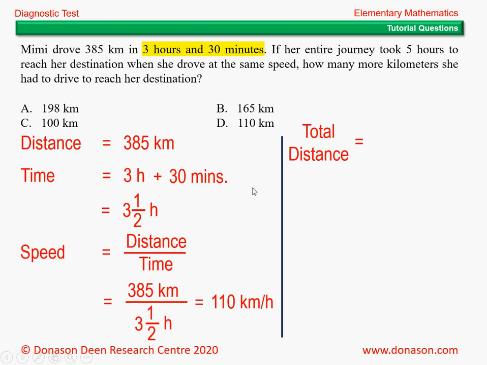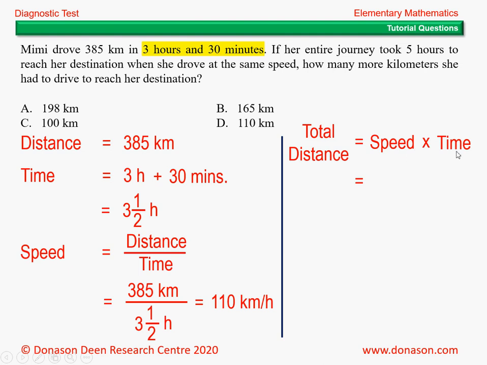So the total distance, because the entire journey took 5 hours. Okay, so what we are given in the first part is only for the first part of the journey. So her entire journey took 5 hours. So we're going to calculate now the total distance of the entire journey. So her speed, which was 110 kilometers per hour, that means every hour she was traveling 110 kilometers, in a matter of 5 hours, what would be the distance she would travel?